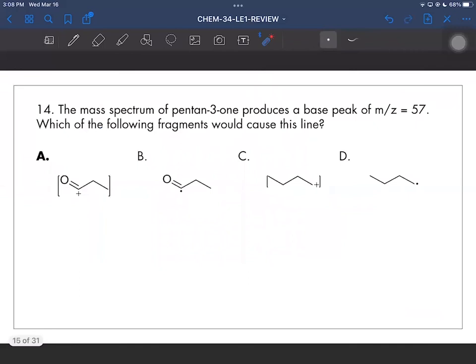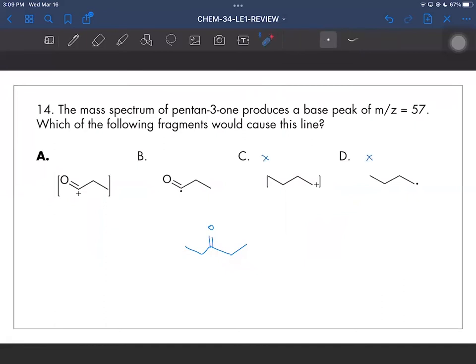For number 14, the mass spectrum of 3-pentanone produces a base peak of 57. Which of the following fragments would cause this line? Let's quickly draw the picture of 3-pentanone. This is the structure of 3-pentanone. By looking at the structure, we don't see it, since the branches of our ketone are just ethyl groups. So we don't see 4 carbons. So we can eliminate C and D.